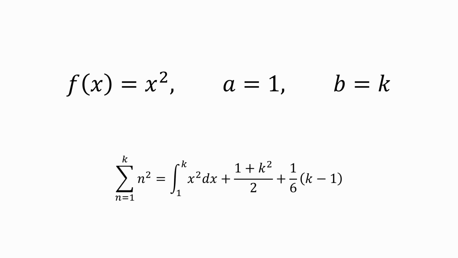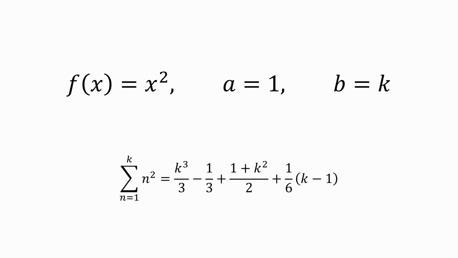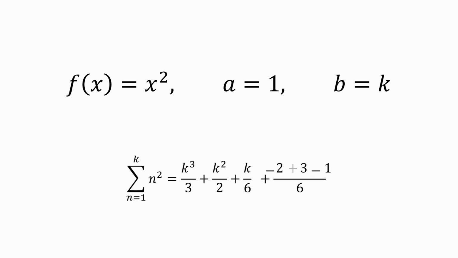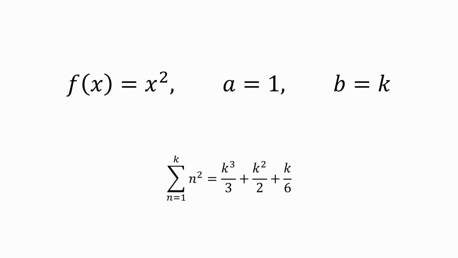The integral of x squared is a third x cubed, and so the integral will be 1/3 k cubed minus 1/3. Simplifying the right hand side, k cubed over 3 plus k squared over 2 plus k over 6, which is exactly what we thought it should be.